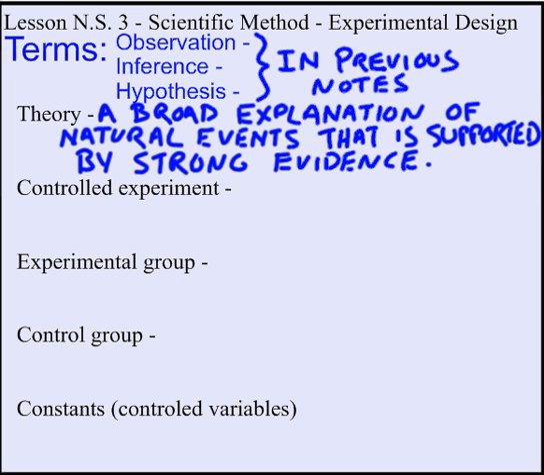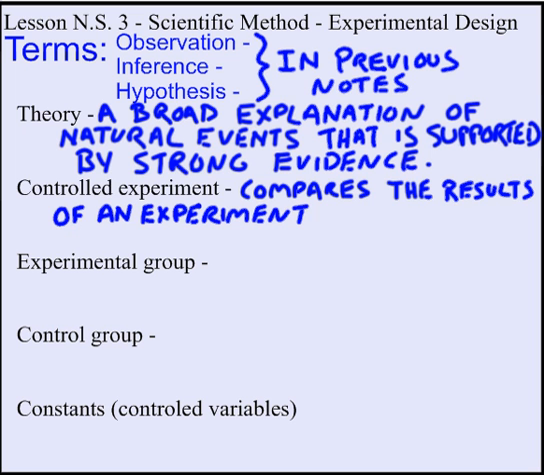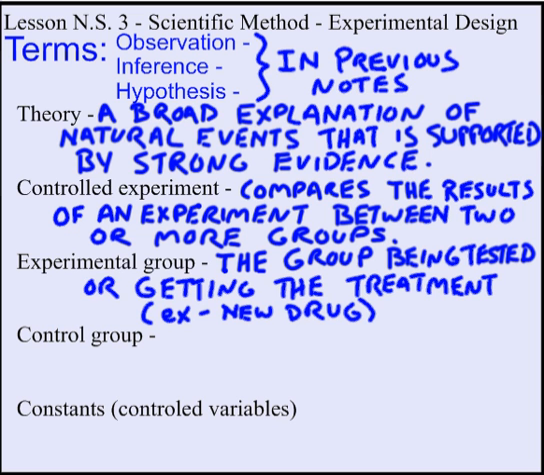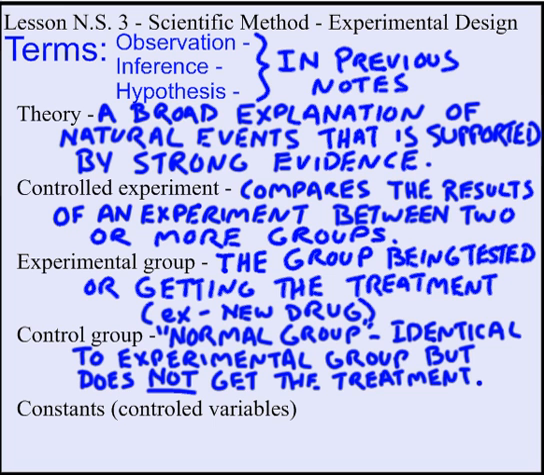Next is controlled experiment. A controlled experiment compares the results of an experiment between two or more groups. The experimental group is the group being tested or getting the treatment, for example, a new drug. The control group is the normal group. This group is going to be treated exactly the same as the experimental group. It will be identical to the experimental group, except for one difference. It does not get the treatment.